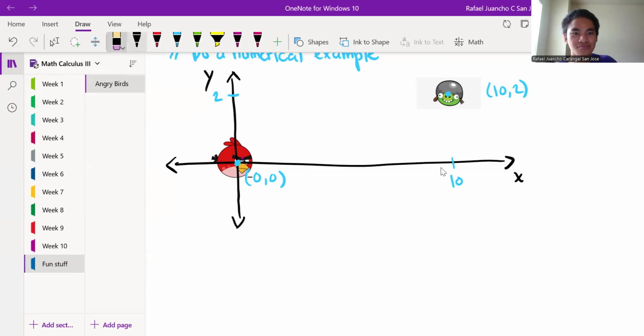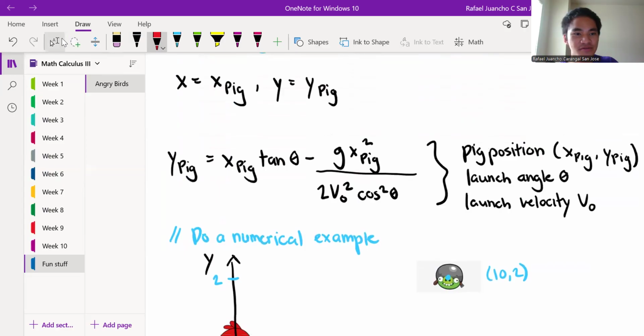But we want to hit the pig. We want our bird to hit the pig. So what do we notice here? We can actually use our trajectory formula. So let's go ahead and use that. I'm going to copy paste that formula real quick.